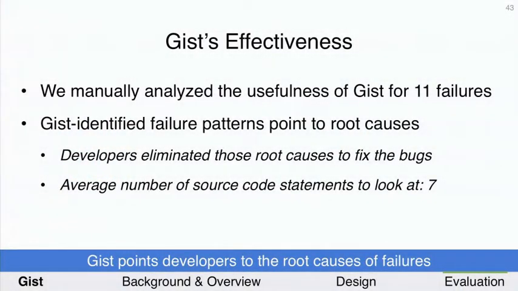Now to answer the question of whether GIST is effective, we had to determine whether the failure sketches built by GIST actually allow developers to perform root cause diagnosis. What we did for this is we manually analyzed the failure sketches for 11 failures that GIST automatically built, and we determined that the root causes identified by GIST are actually the root causes that developers ended up removing from their programs by examining the patches that they actually put in place. An interesting result here is that GIST reduced the average number of statements that a developer needs to look at to 7 in order to identify the root cause of a failure, which is orders of magnitude smaller than the sizes of the programs that we looked at, which is why we believe GIST was useful.